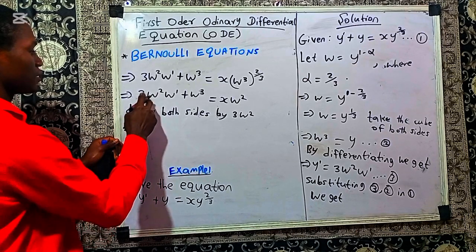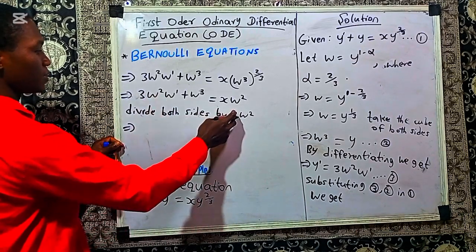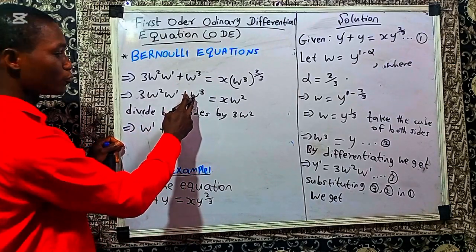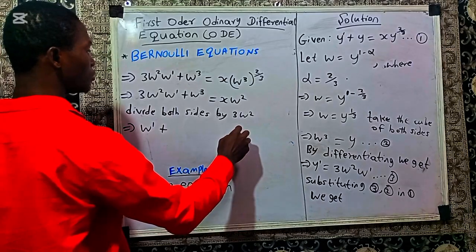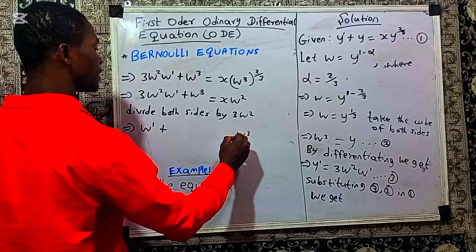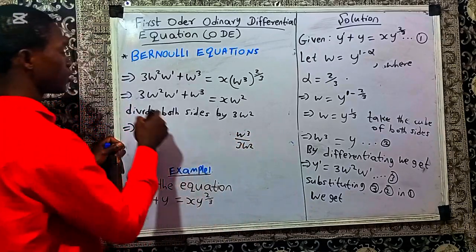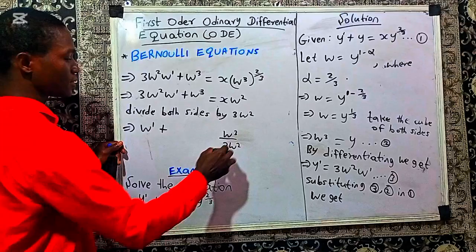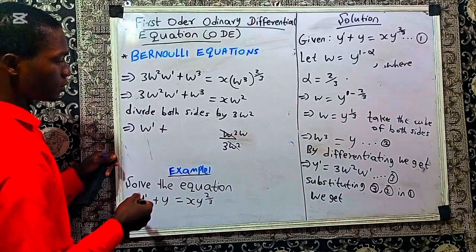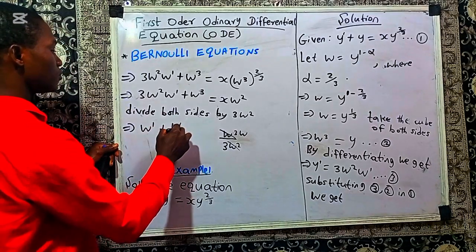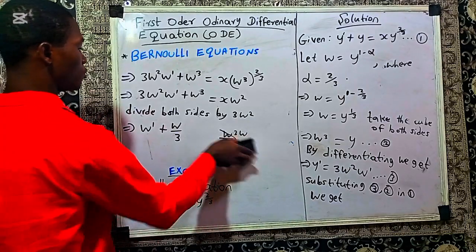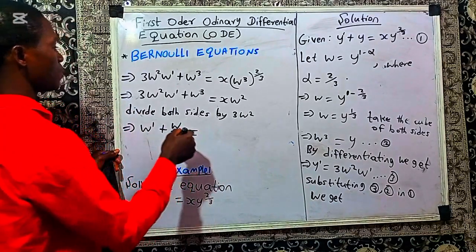So if I divide this by 3w squared, I have w prime plus w cubed divided by 3w squared, because I'm dividing everything by this. So if I do that, w squared divided into w cubed, I have w at the numerator. Then I'll be having w divided by 3, then equal to, what do we have here?